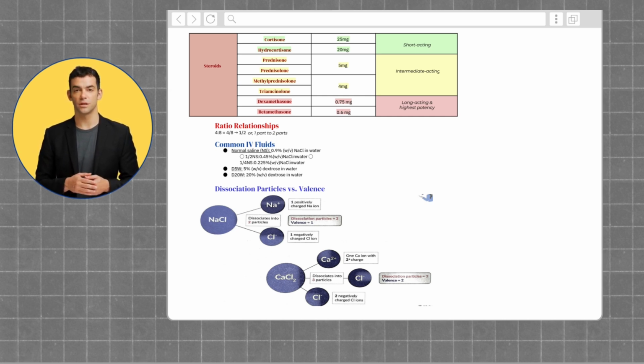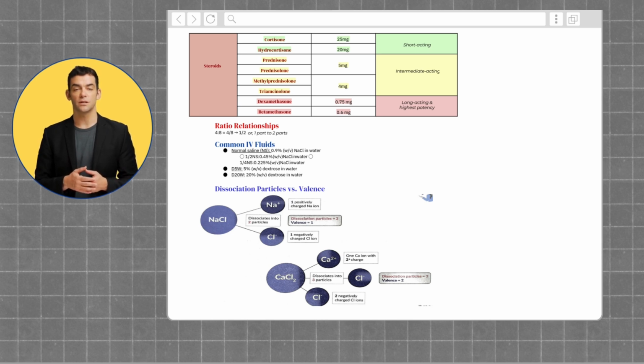Steps for steroid conversions. Identify the total daily dose, TDD, of the current corticosteroid. Use an equivalent dosing table to determine the equivalent dose of the new corticosteroid. Adjust the dose if needed based on clinical factors, like tapering for long-term use.